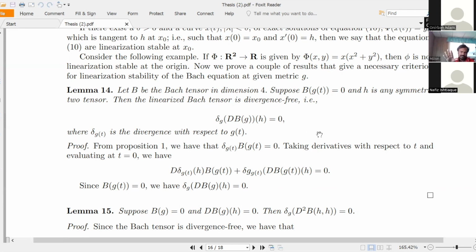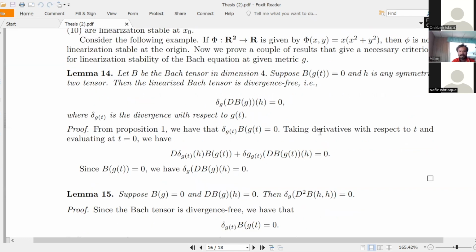Well, very roughly speaking, we know that the Bach tensor is divergence free. This Lemma 14 tells you the linearized Bach operator is also divergence free. It is not obvious at all. It comes from the divergence free property of Bach.